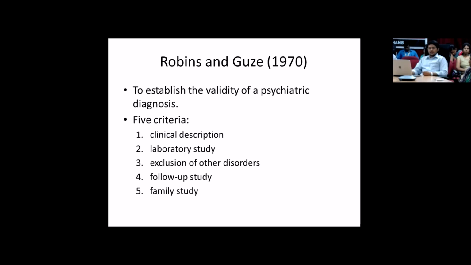So I would like to finally leave you with an enigma, wherein for most diagnoses, the validity of a psychiatric diagnosis should go through Robins-Guze criteria. For internet addiction, we are still at a very infancy stage. We have not yet finalized the clinical description, let alone laboratory studies. Exclusion of other disorders is definitely not possible at this time. Follow-up and family studies are very few and far between.